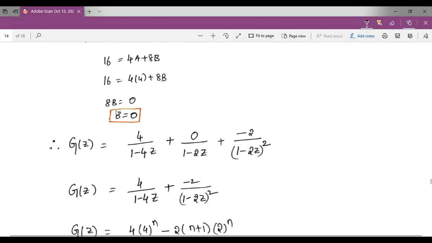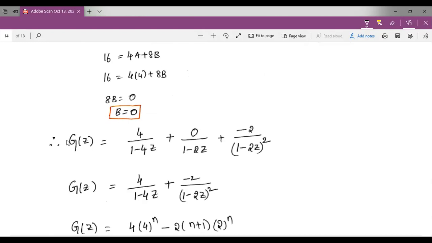So we substitute these values in equation 3. The generating function G of z is equal to 4 by 1 minus 4z plus 0 by 1 minus 2z plus minus 2 by (1 minus 2z) whole square. So the middle term becomes 0 and the remaining values are 4 by 1 minus 4z plus minus 2 by (1 minus 2z) whole square.